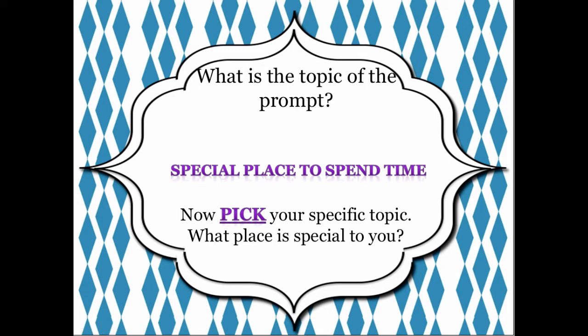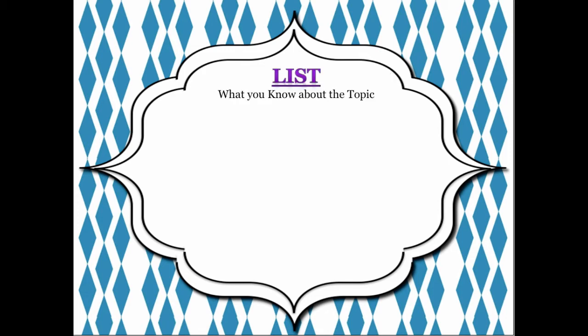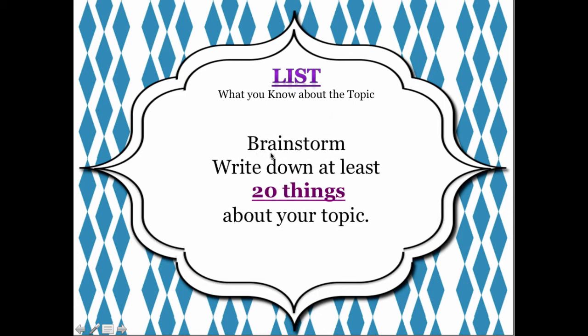Okay, so you've written down your topic, and your topic is whatever place you like to spend time. So now we've got to do the list. What you know about your topic. Well, if I was making a list of my grandparents' house in California, I would be able to write down about 100 things that I loved about spending time there.